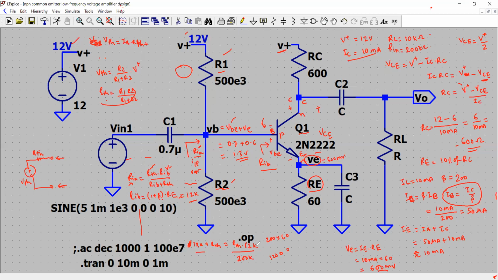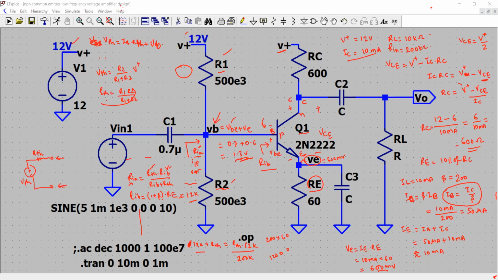Where is the VB? Did we calculate that somewhere? Let me check. Yeah, where is the VB? Let me check that. Here, we calculated VB to be 1.3 volt. This is small VB, right?